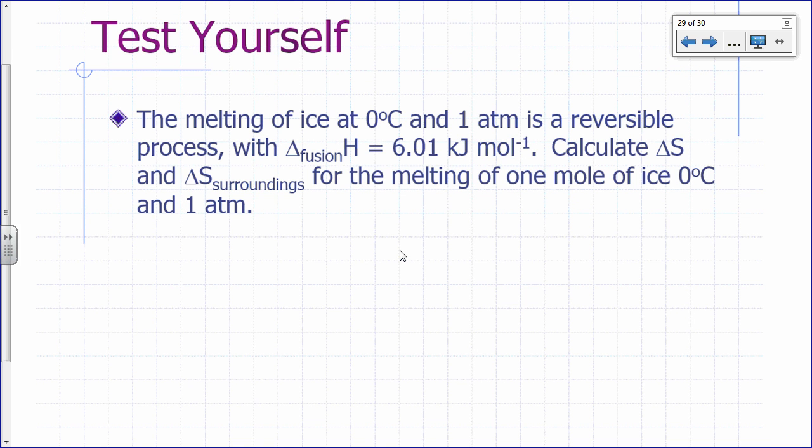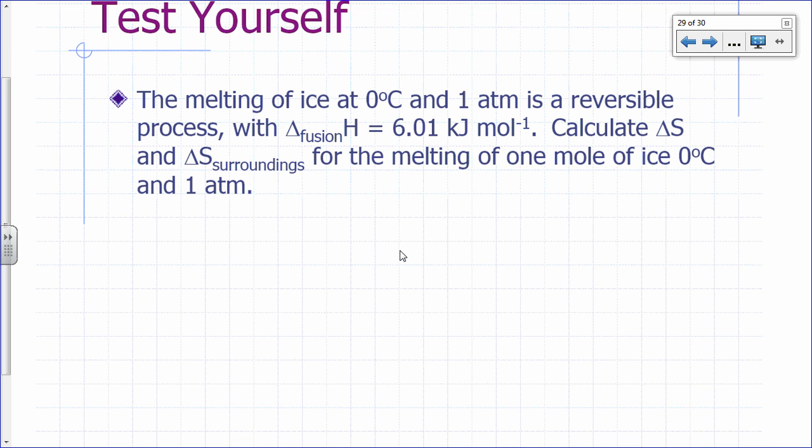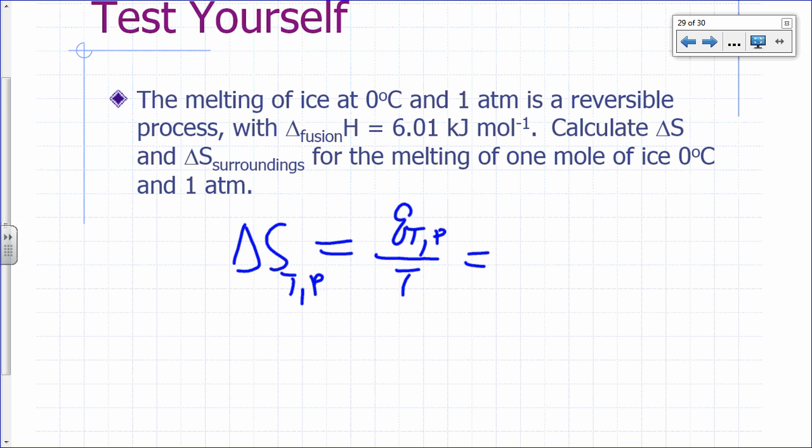Melting of ice at 0 degrees Celsius, 1 atmosphere is a reversible process, and delta H of fusion is 6.01 kilojoules per mole. What's the delta S for the system and the surroundings if you melt 1 mole of ice? What's our delta S here? Constant temperature and pressure. You remember the formula? It's Q over T, right? What's Q at constant pressure? This is delta H. So this is delta H at constant temperature and pressure over the temperature.